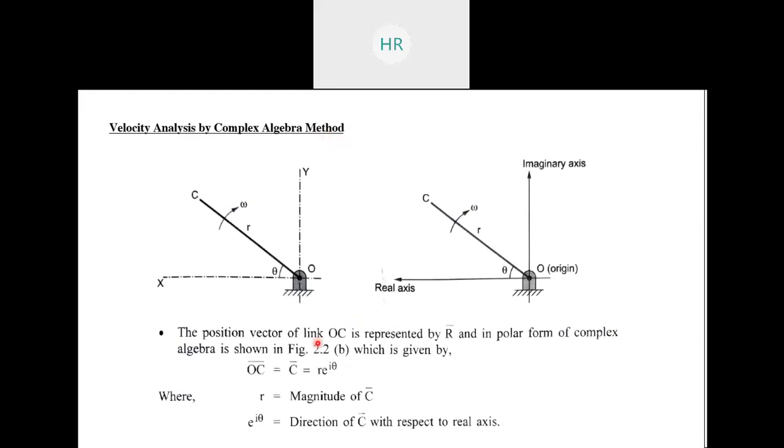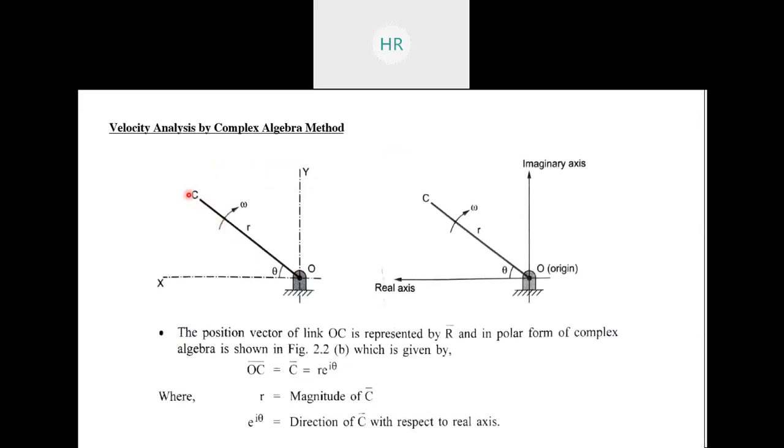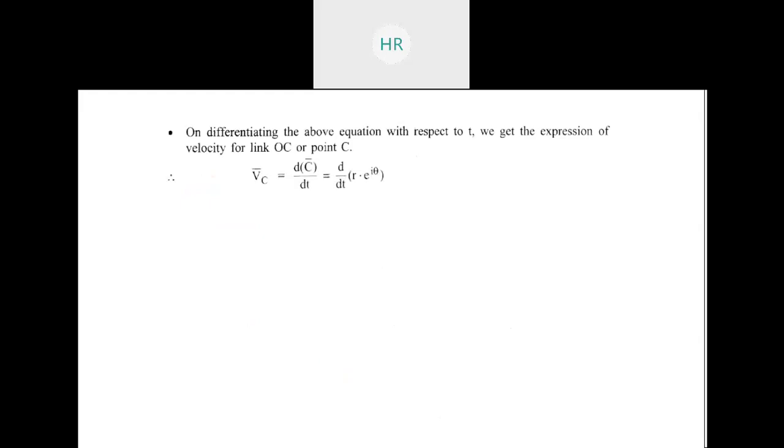On differentiating above equation, the equation છે r into e raised to I theta, if we differentiate this equation with respect to time, then we get the expression of velocity of link OC or point C. આ જે link OC છે અથવા તો point C છે તેની velocity find કરી શકીએ છે by differentiating this position vector with respect to time. So if we differentiate with respect to time, so d by dt vector C ની value શું છે, r into e raised to I theta.